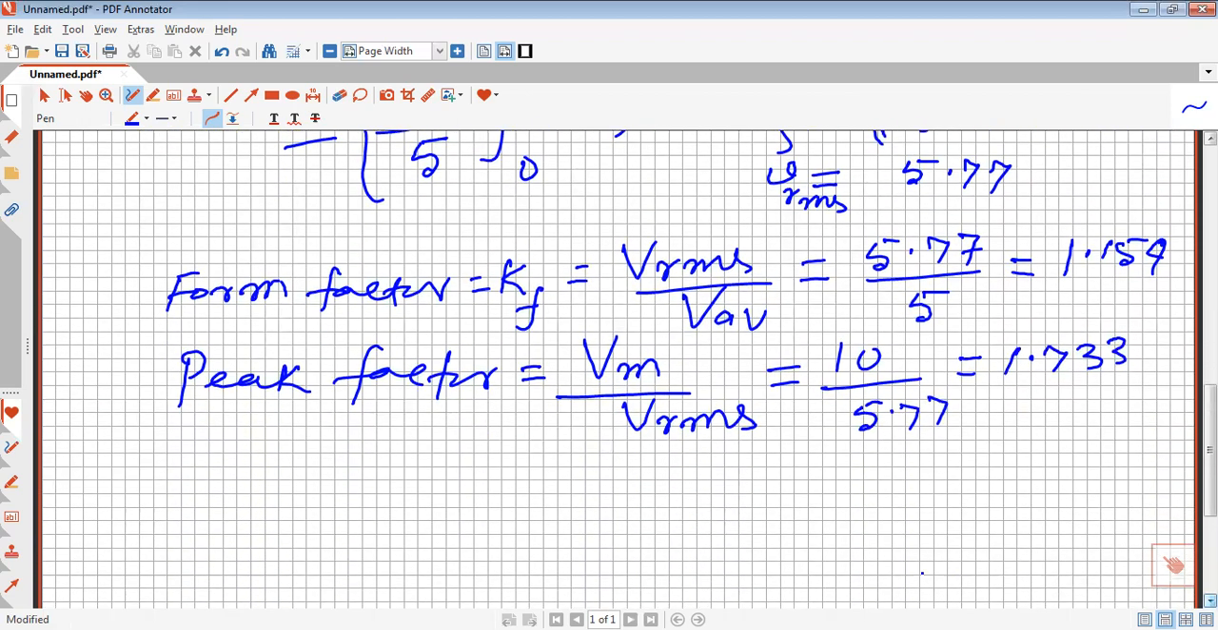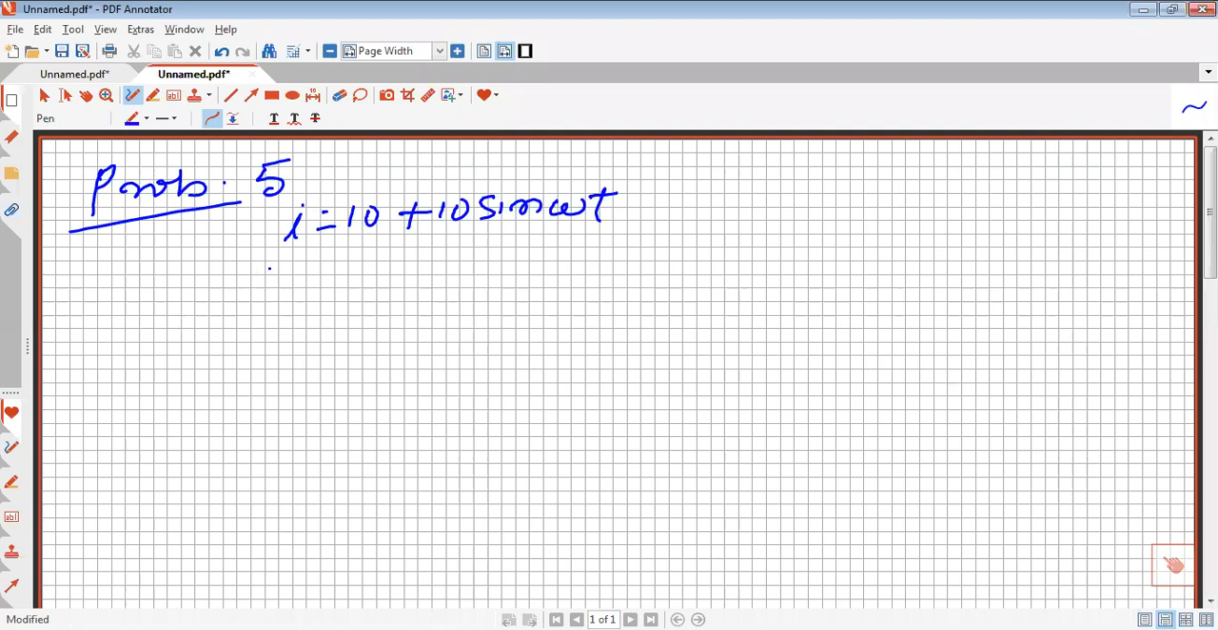In the next video I will discuss one more problem, which I would like to discuss here also. That problem is directly related to the sine waveform. In this problem, it is given that a constant current of magnitude 10 ampere and a sinusoidal current having peak value 10 ampere is flowing through a wire. Then we have to find the average and RMS value.